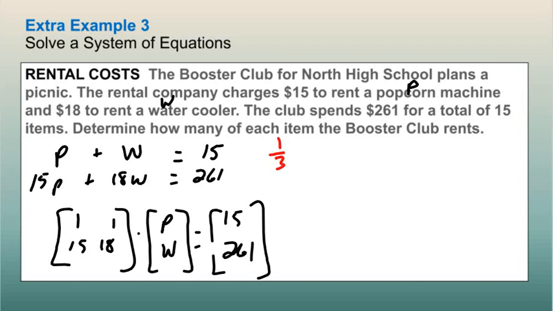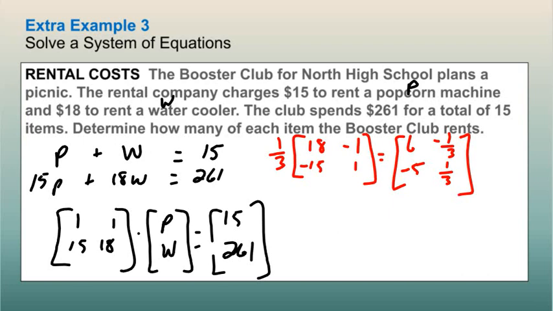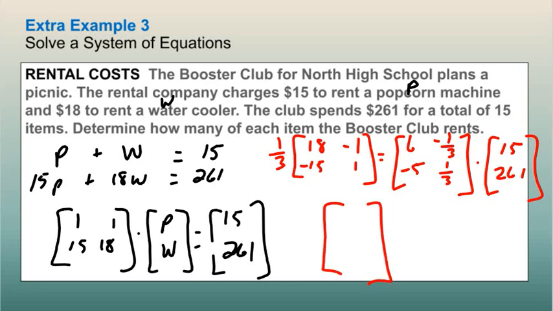So I have 1/3 times, and then I have 18, negative 1, negative 15, and this will be 1. So that gives us 6, negative 1/3, negative 5, and then 1/3. That's what I'm going to multiply on both sides. So now I'm going to take this, multiply this by 15 over 261. So I'm going to have a 2 by 1, and this is my P, this is my W.